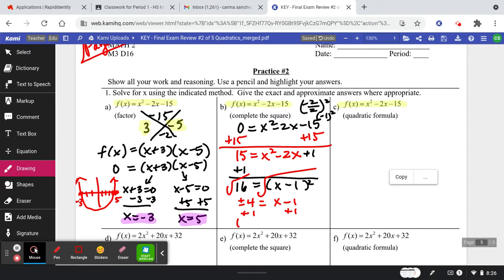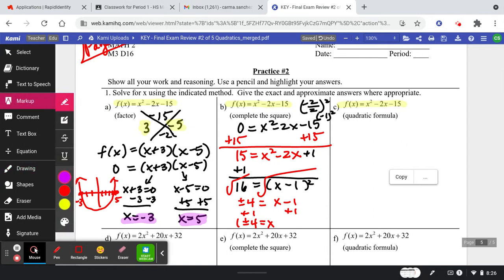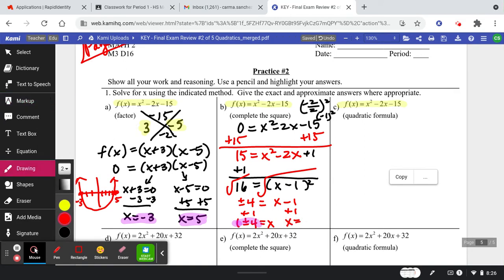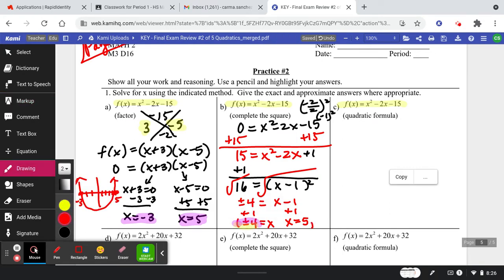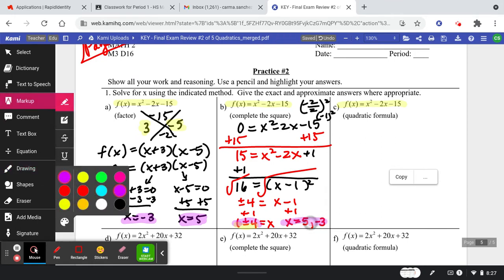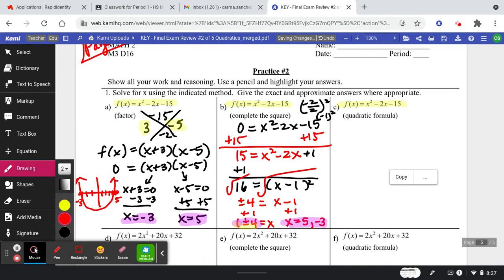Add 1 to both sides. I'm going to get 1 plus or minus 4 is equal to my x. And I'm going to solve both of these. So the first one is going to be 1 plus 4, so x is going to be equal to 5. And then the second one is going to be 1 minus 4, which is equal to negative 3. And when I go look at my answers, I'm like, oh, hey, they're the same answers as I just got on part A because it is the same quadratic. I just solved it with a different method.